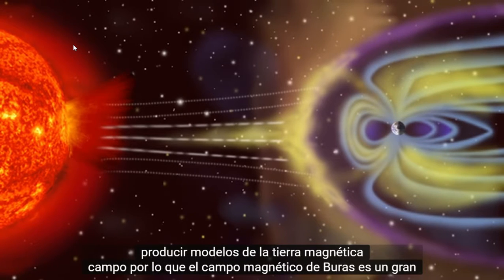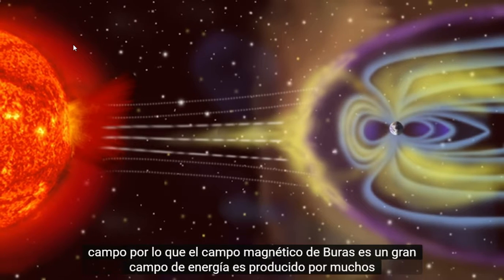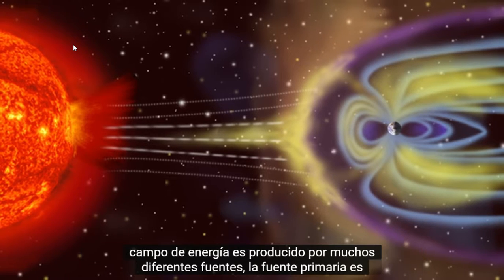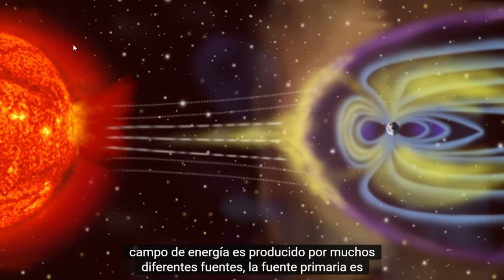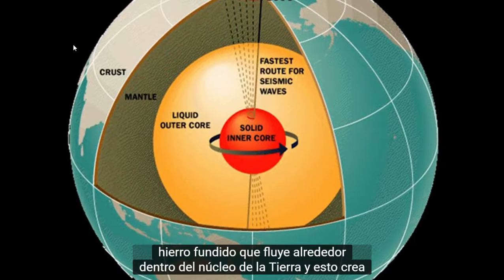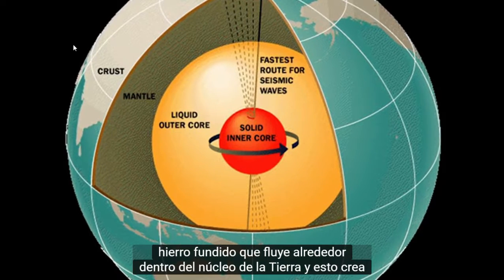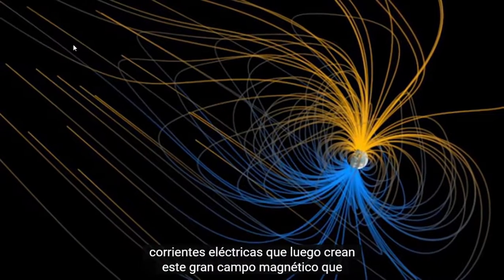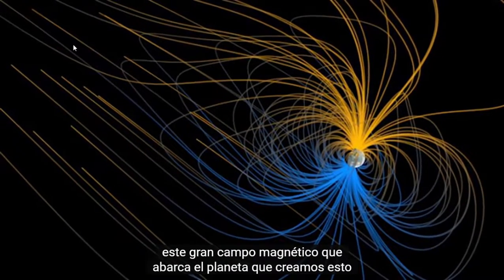So the Earth's magnetic field is a big energy field. It's produced by many different sources. The primary source is molten iron, which is flowing around inside the Earth's core. And this creates electrical currents, which then create this big magnetic field which encompasses the planet.